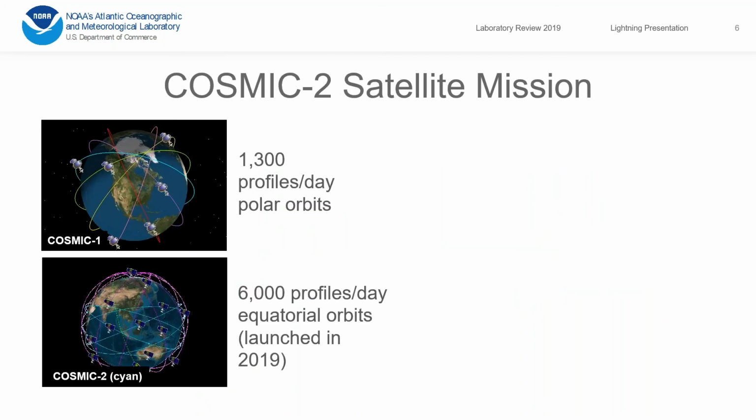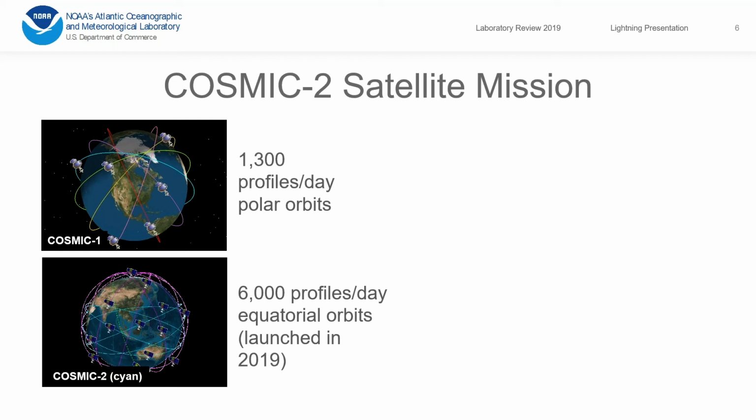As an example, I'm going to show how we apply this for a satellite observing system, COSMIC-2. The COSMIC-2 mission is a follow-on of COSMIC-1. COSMIC-1, at the time we did these OSSEs, was providing about 1,300 profiles per day, mostly in polar orbits. So there was the COSMIC-2 mission that was going to follow on to that one. It was launched in June this year, and it's providing 6,000 profiles a day in an equatorial orbit. You can see here in cyan the location of the orbits for COSMIC-2 that was recently launched.